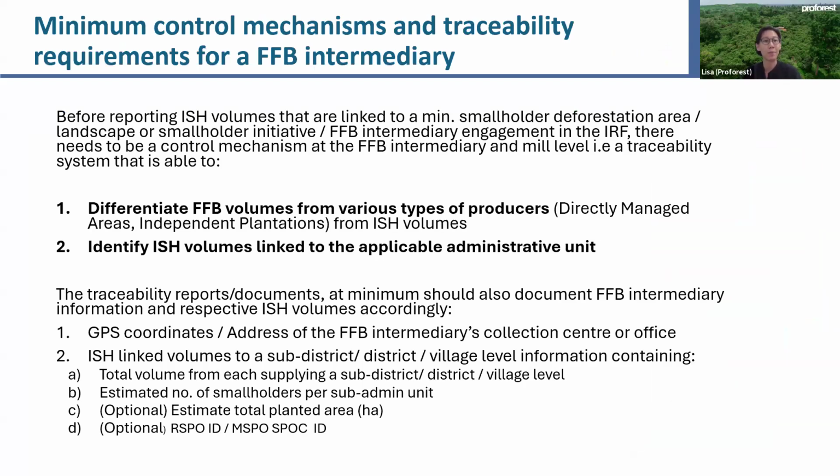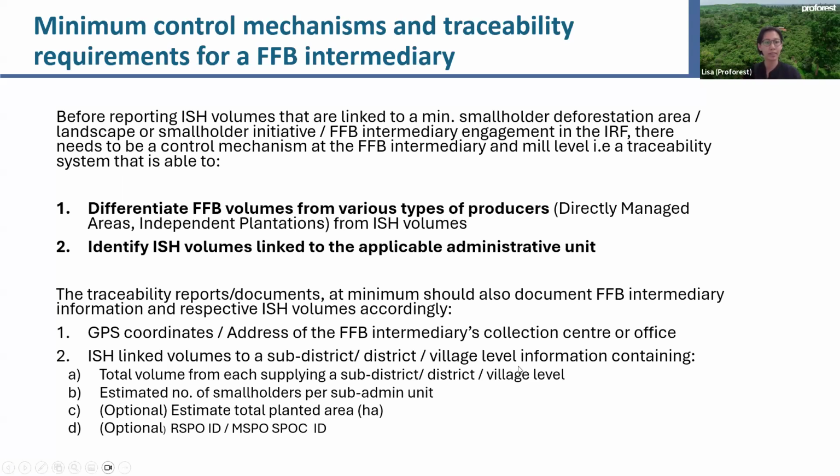So just to highlight a little bit about the minimal control mechanisms, also known as the basic traceability requirements. So echoing again, basically your intermediary will need to be able to differentiate the FFB volumes from the various types of producers, whether it's from directly managed areas or independent plantations, away from independent smallholders, because this pathway is only valid for independent smallholder volumes. Secondly, your intermediaries will need to identify the independent smallholder volumes linked to the applicable administrative unit. So for Indonesia, for example, it is on village level. For Peninsula, it's on the sub-district. For Sabah Sarawak, it's on the district level.